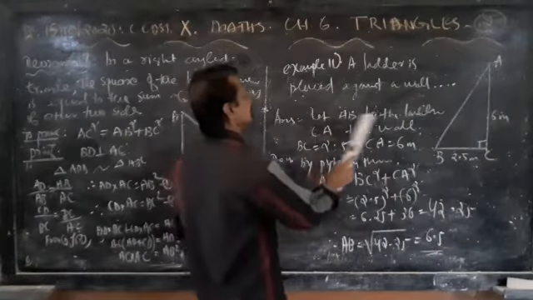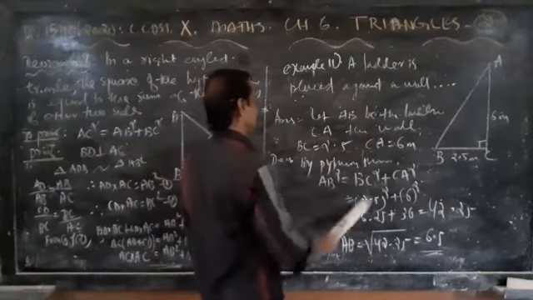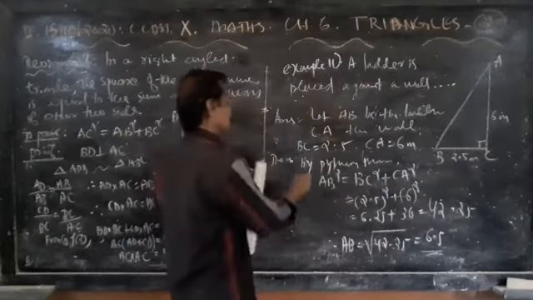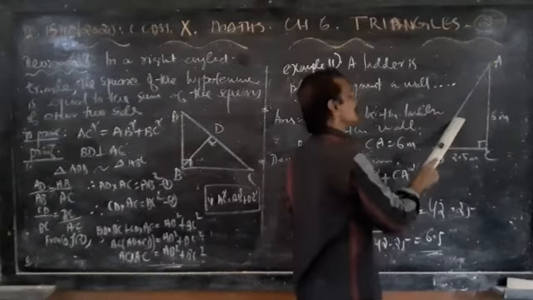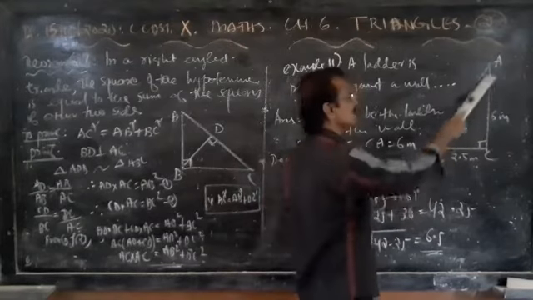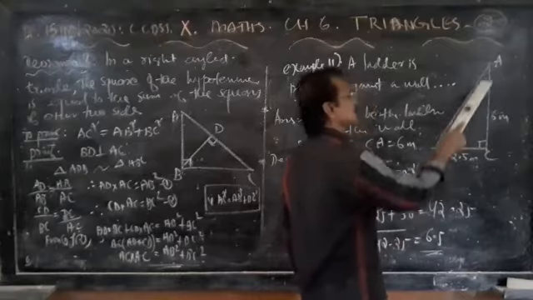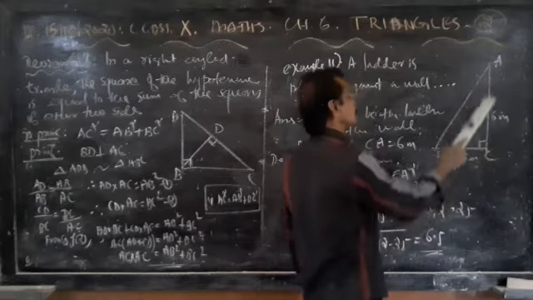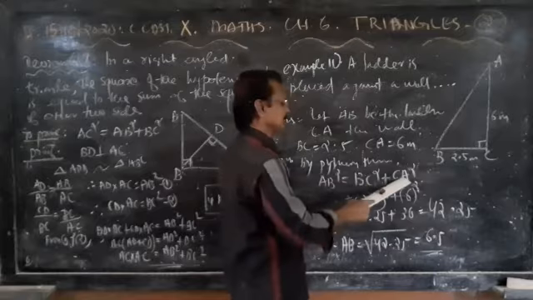Then write: let AB be the ladder. This is compulsory. BC is the distance 2.5 and CA is 6. Now, according to the Pythagoras theorem, the square of the hypotenuse is equal to the sum of the squares of the other two sides. AB is the hypotenuse, it is our ladder. The other two sides are AC and BC. So you can write AB squared equals BC squared plus CA squared.